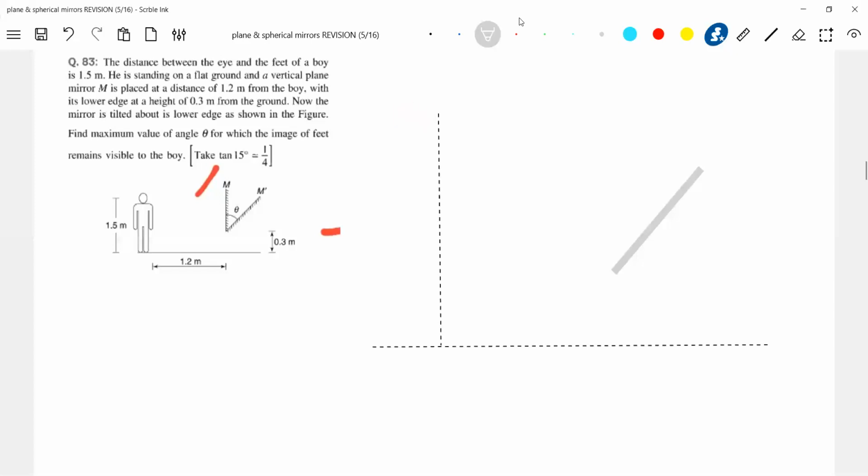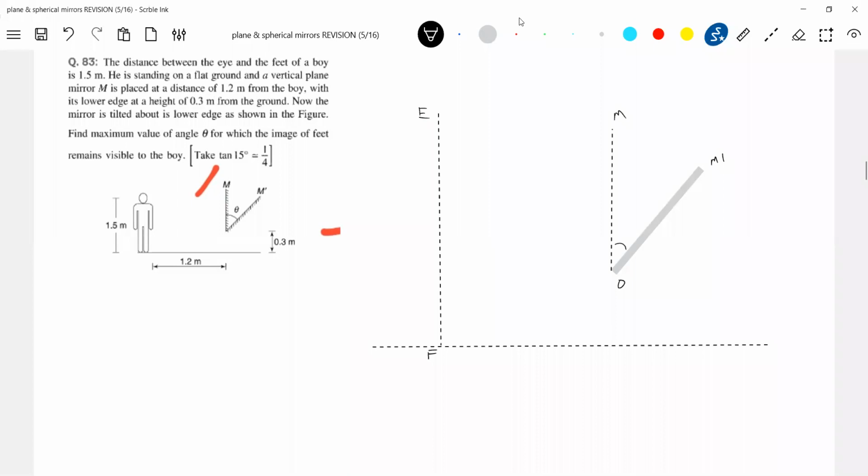Let me go directly. This is the height of the feet. There's a mirror position, so there's the end A. Or we'll take it O, that one. So earlier, this was the position M.